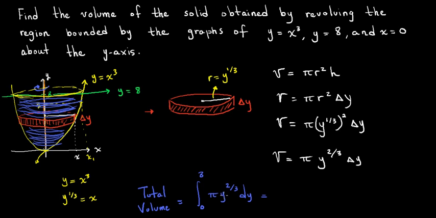So this should be pretty straightforward for you to do. We get pi, and then I'm going to add 1, so think about adding 3 over 3. That gives us y to the 5/3 divided by 5/3, or you can multiply by the reciprocal. So there's the antiderivative, and we are going from 0 to 8. If you evaluate this, and I'll leave that for you to do, you should get an answer of 96 pi over 5 for the volume.